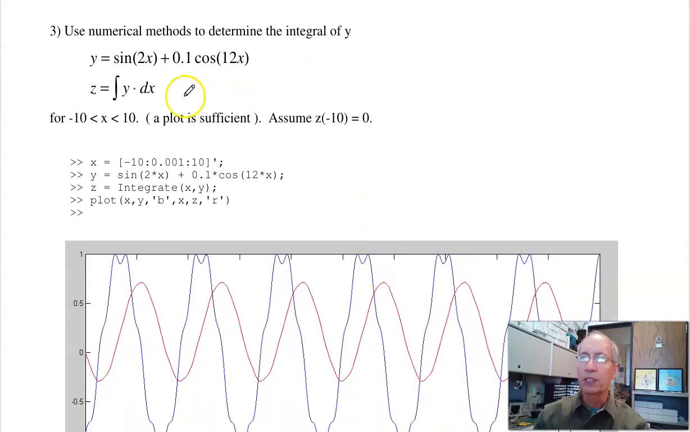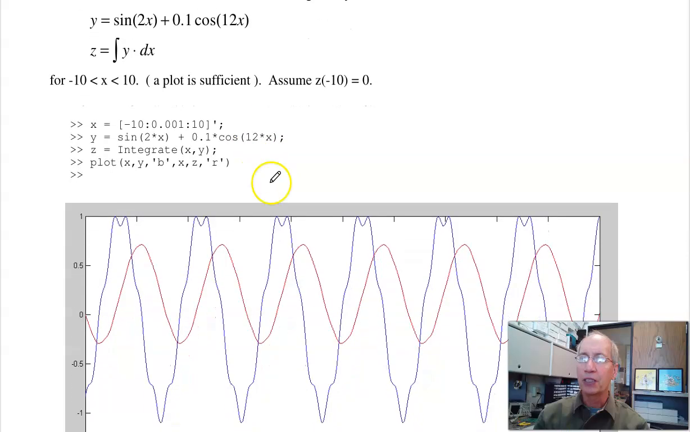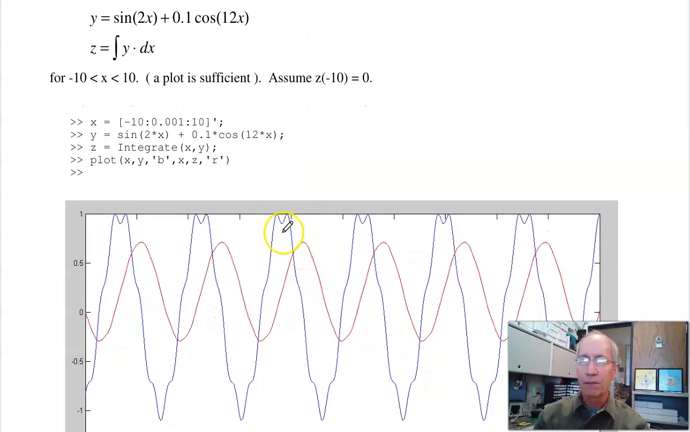Give it a different function, sine of 2x plus 0.1 cosine of 12x. When I integrate, here's the function. This is y. The red line is the integral of y. Notice that when I integrate, the high-frequency terms get smaller. The integral looks cleaner than the original term. That's one of the reasons we actually prefer integration over differentiation. Integration reduces noise. Differentiation amplifies noise.